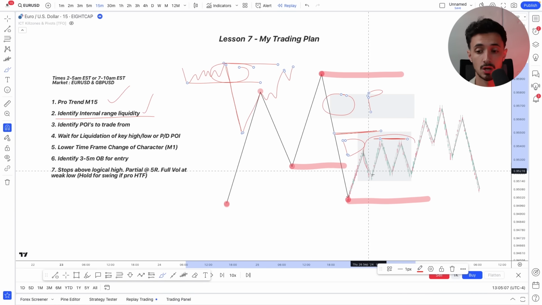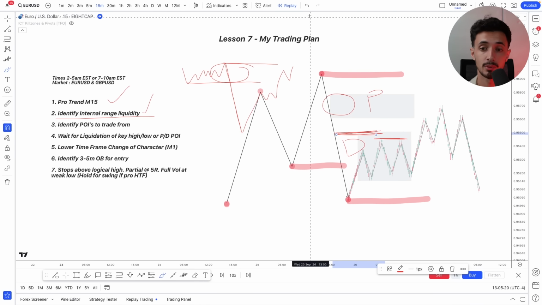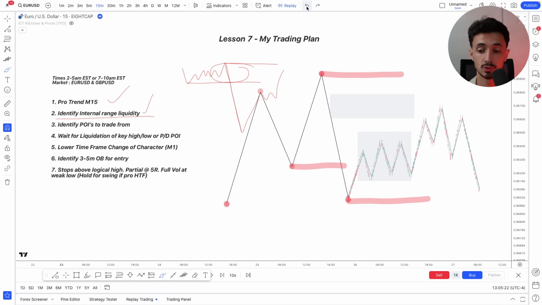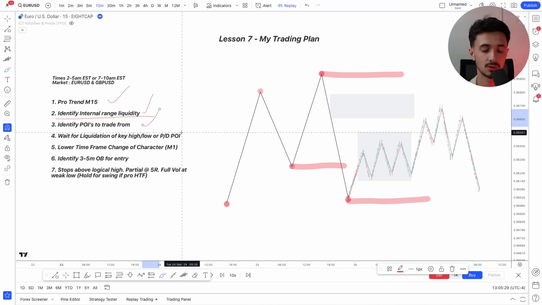Sometimes you won't get this internal range liquidity. Sometimes you will, sometimes you won't. It's higher probability when you do have it, but you can still trade it when you don't. In the case where you don't, you just need to make sure that you are in the area of premium. Absolutely non-negotiable. So yeah, that is that one. Identify POIs to trade from, wait for liquidation.